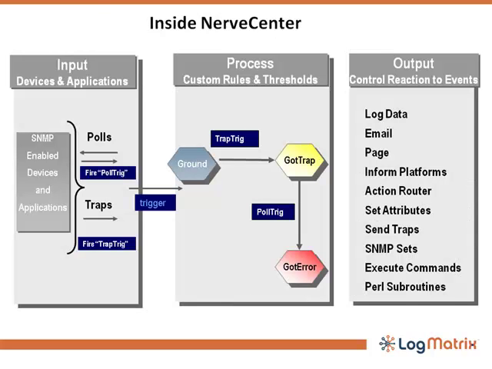What happens inside of NerveCenter? On the left-hand side, we have our input from devices and applications out on the network. We have SNMP-enabled devices and different applications. Now, with an SNMP-enabled device, I can send a poll. A poll is a request for information. Send me back a specific attribute from a MIB location. So it is bidirectional. I make a request, I get a response.